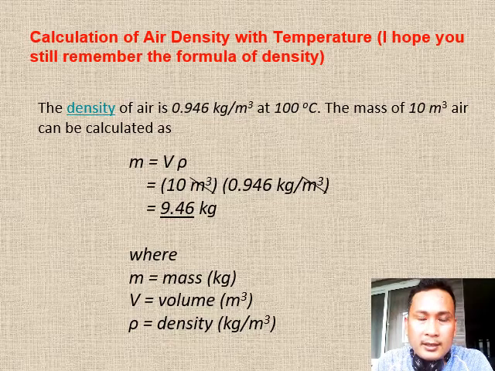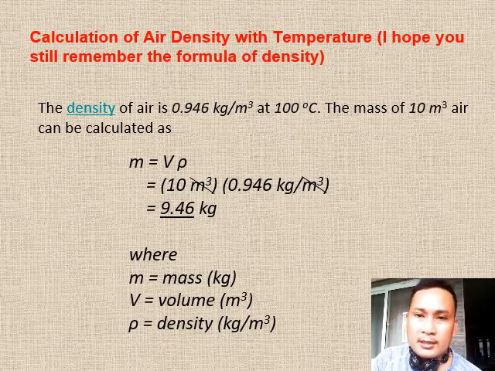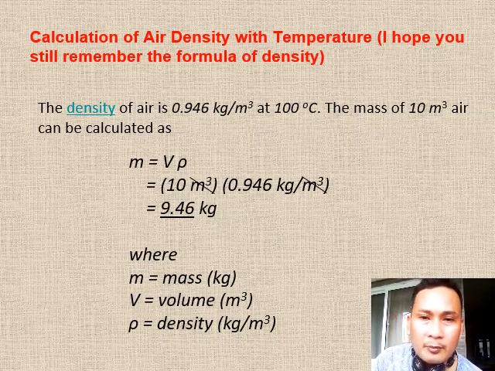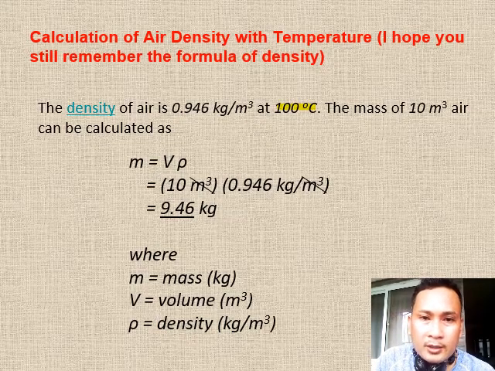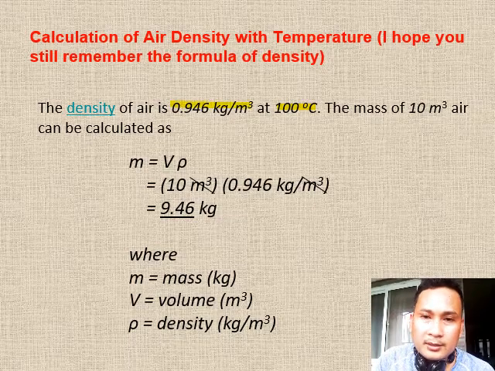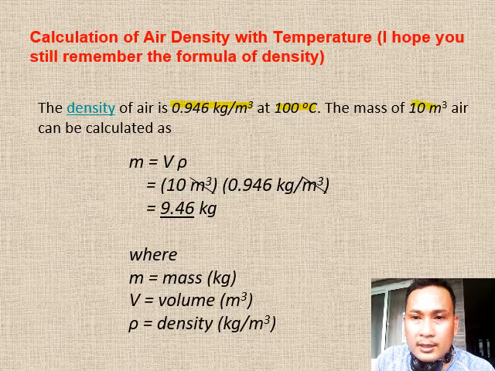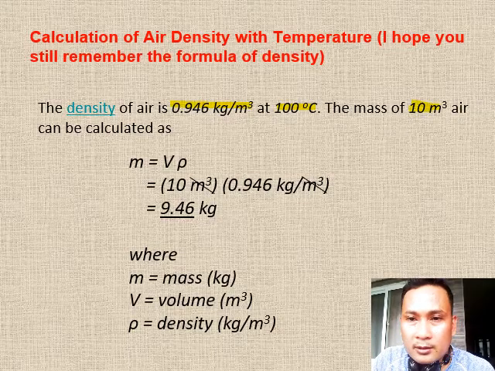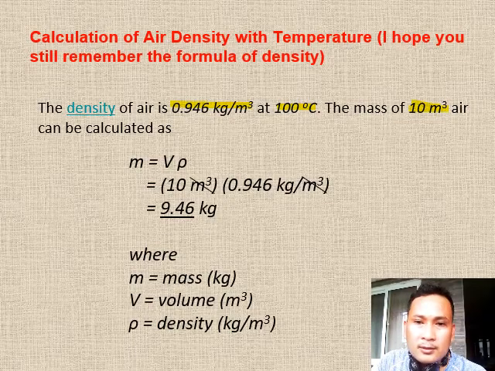Alright, so here's the problem about density relative to the temperature. The density of air is 0.946 kilogram per cubic meter at 100 degrees Celsius. So that means if we go back to the table on page 7, the value of the density of air at 100 degrees Celsius is 0.946 kilogram per cubic meter. So here also given yung volume niya. The volume of the air is 10 cubic meter. So you have to calculate for the mass of the air.